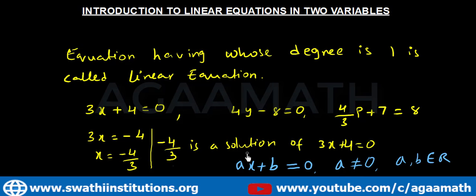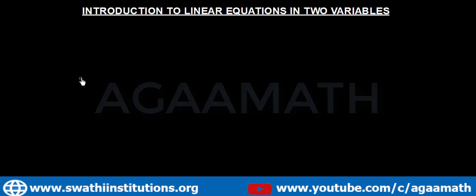Now let us see a linear equation in two variables. What is a linear equation in two variables? It's very simple. We'll have two unknowns, two variables. We can say 3x plus 4y equals 8 or something like this. So this is a linear equation in two variables. Let us see then how to find the values of x and y that satisfy it.